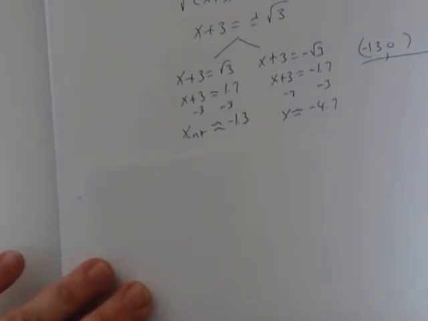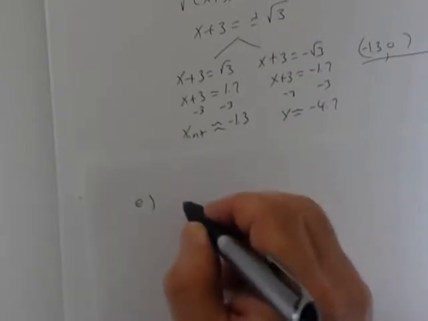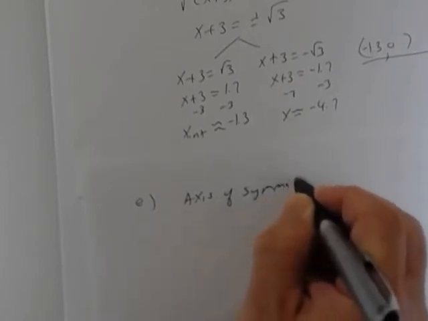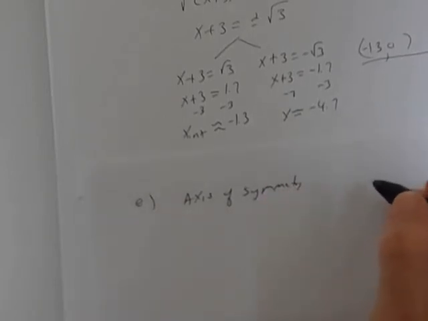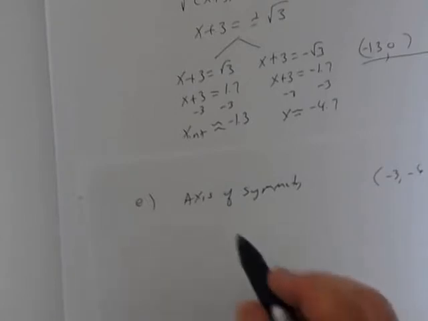All right. Okay, what was the next thing we found? To find the axis of symmetry, you have to use the vertex. The vertex was -3, -6, right? Okay, so what's the axis of symmetry?